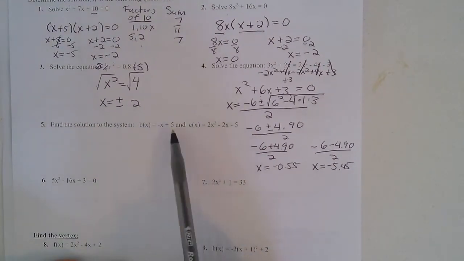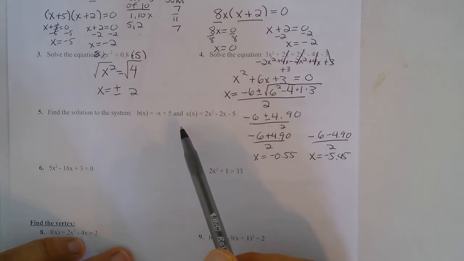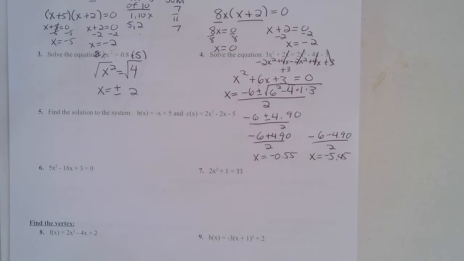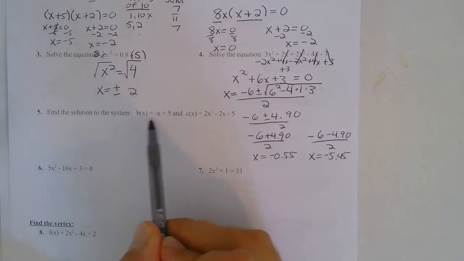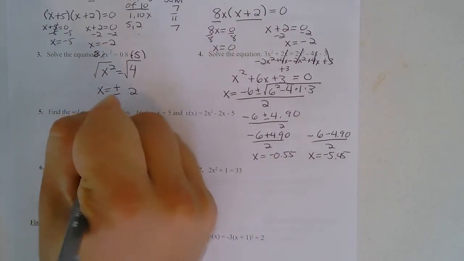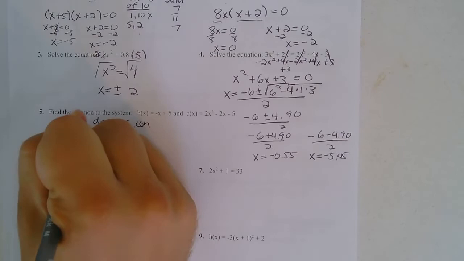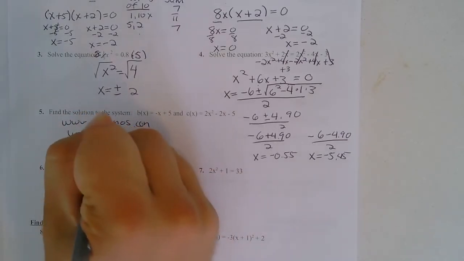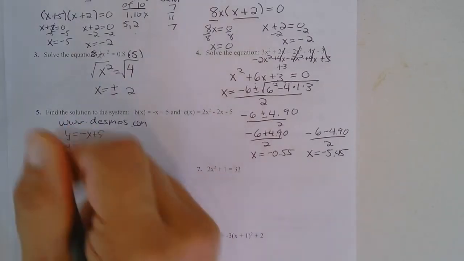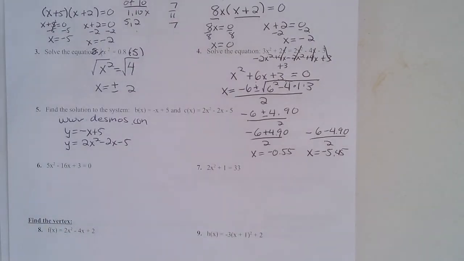when we're solving this system of equations here, one thing that you can do is solve this graphically. So you can put this into Desmos.com. If you don't have a calculator, you can go to Desmos.com and then graph y equals negative x plus 5, and also y equals 2x squared minus 2x minus 5. And I'm going to show you how to do that on this graphing calculator.